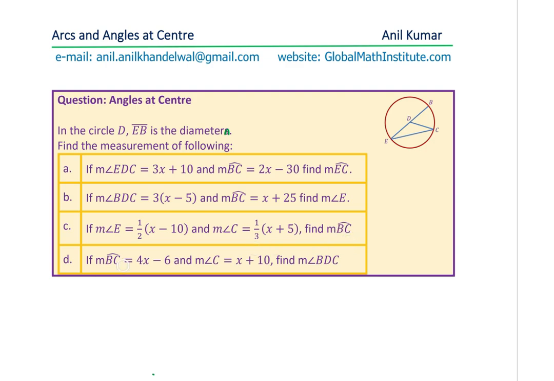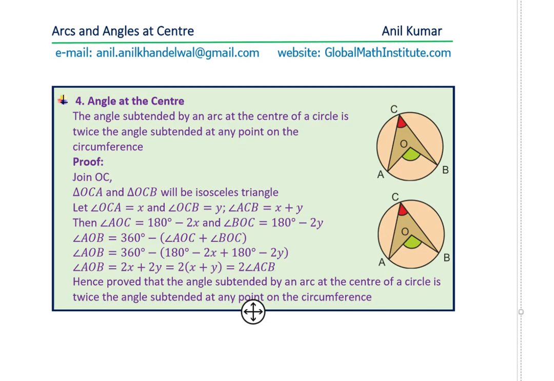If measurement of arc BC is 4x minus 6 and measurement of angle C is x plus 10, find the measurement of angle EDC. I'd like you to pause the video, answer the question, and then look into my suggestions. Now, before we get into the solution, let's look into the concept.